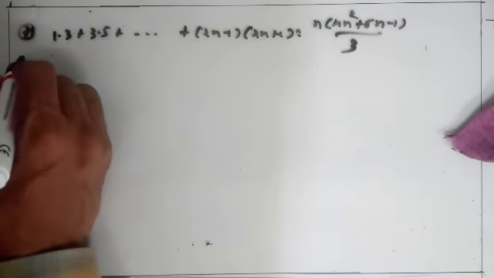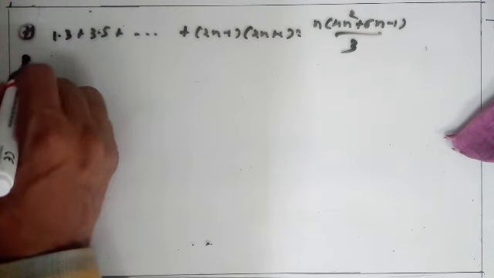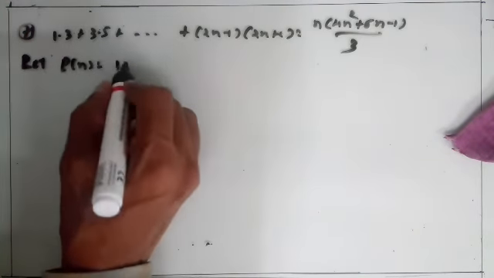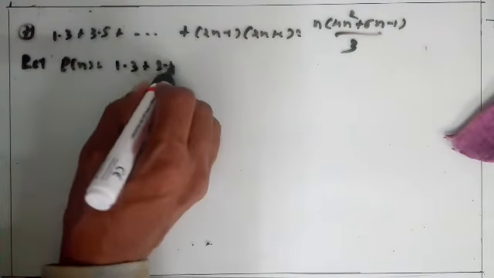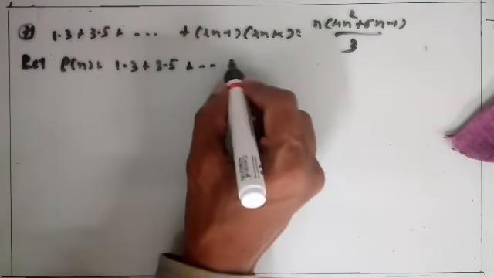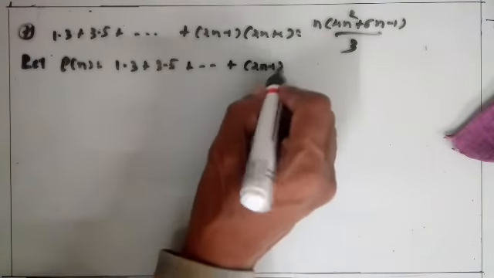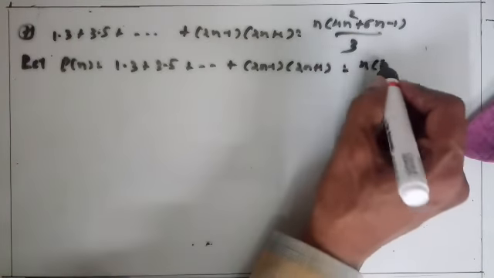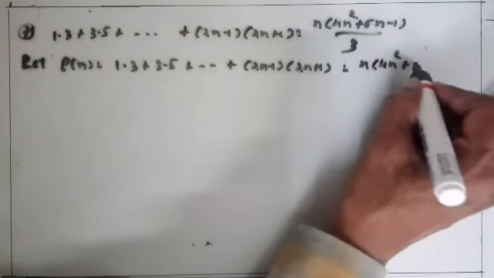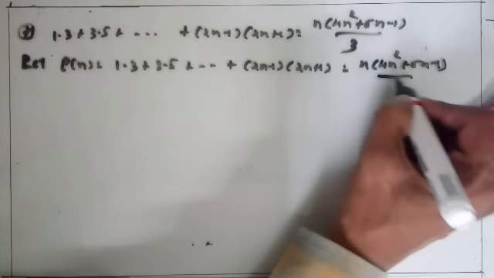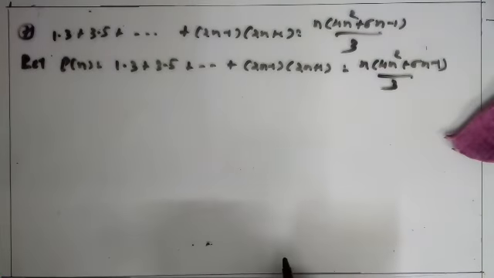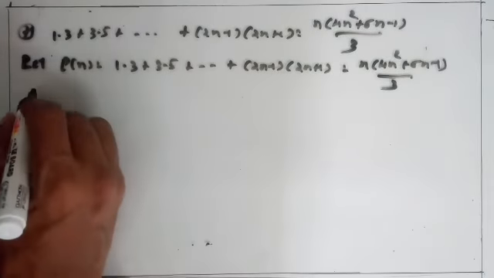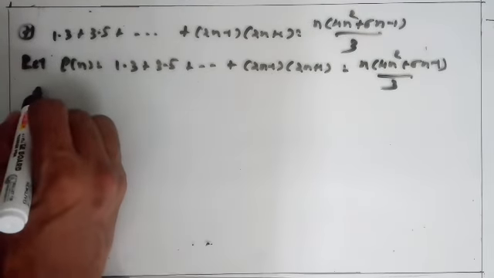First, suppose the given statement is Pn, let Pn = 1 into 3 plus 3 into 5 plus up to plus (2n minus 1)(2n plus 1) is equal to n(4n square plus 6n minus 1) upon 3. Clear this? Now we prove for n is equal to 1.